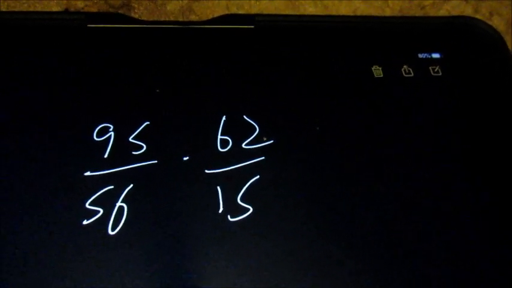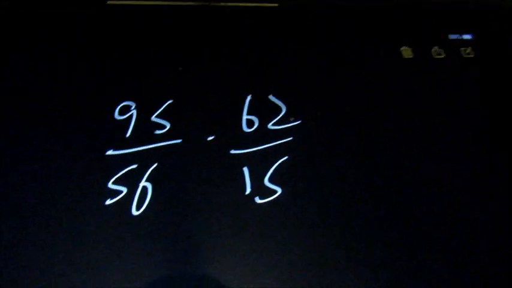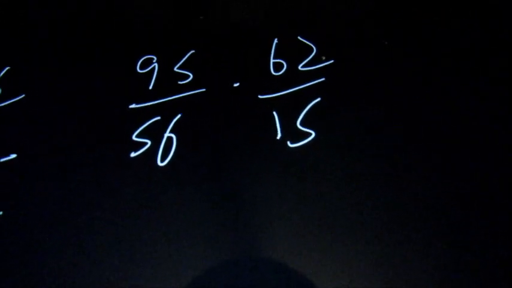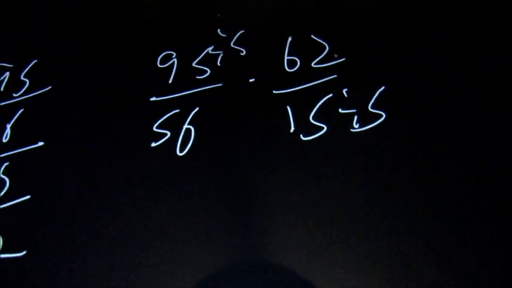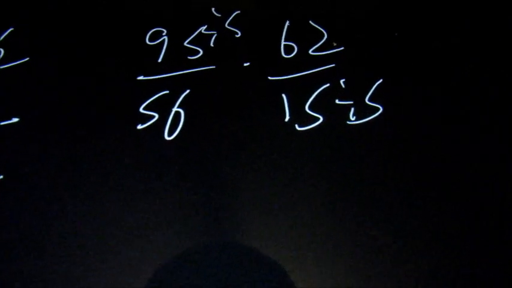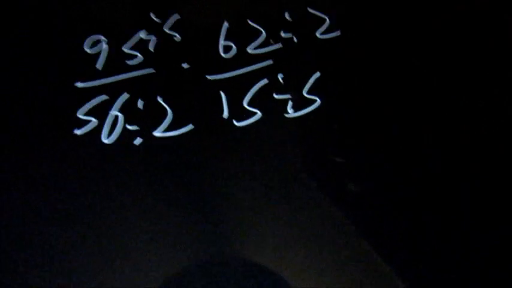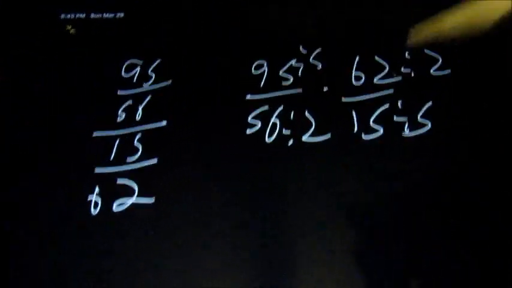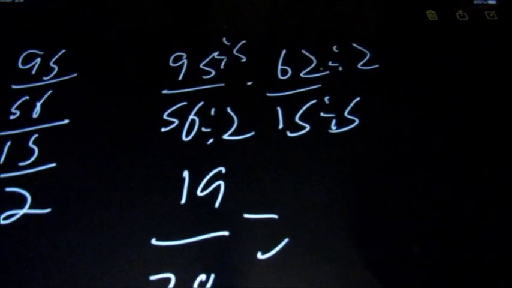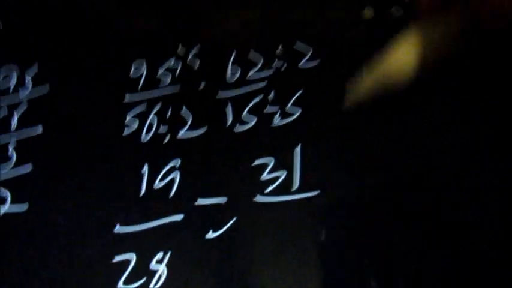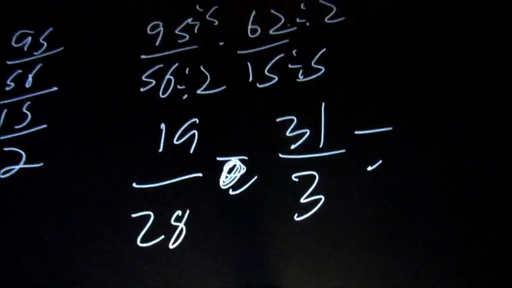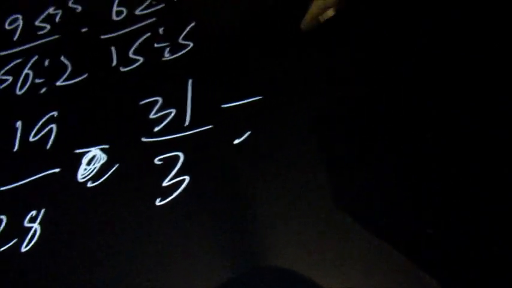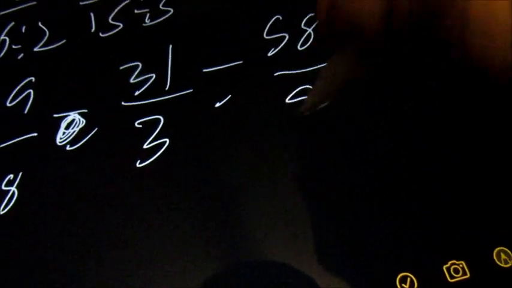And let me see, 15 times 5. Okay, so both 95 and 15 are divisible by 5. And 62 and 56 are both divisible by 2. So when we do this, 95 divided by 5 is 19. 56 divided by 2 is 28. 62 divided by 2 is 31. And 15 divided by 5 is 3. Oops, times 3. So now we can't really do anything as far as simplifying, so we have to multiply these big numbers anyway. And we're going to get 589 over 84.